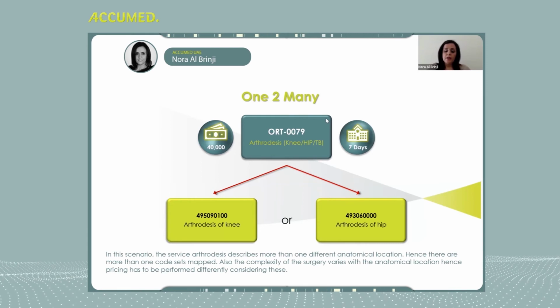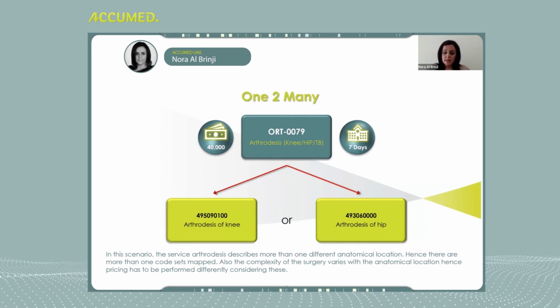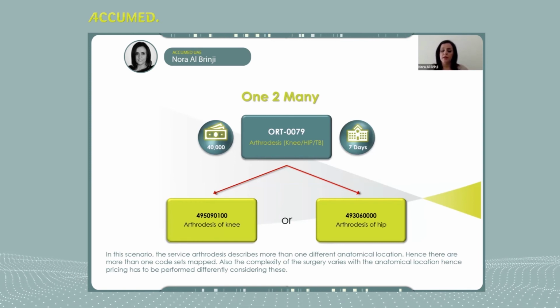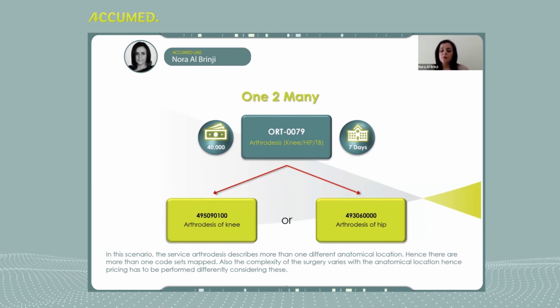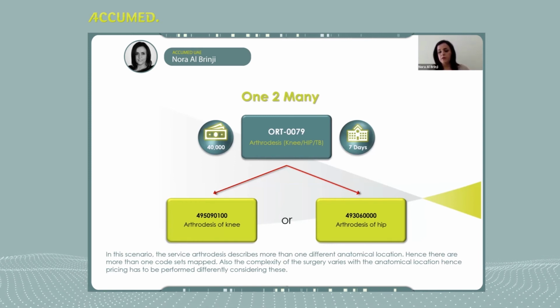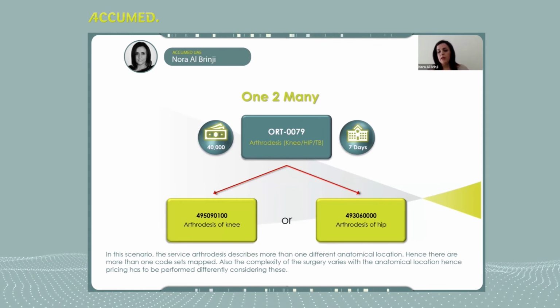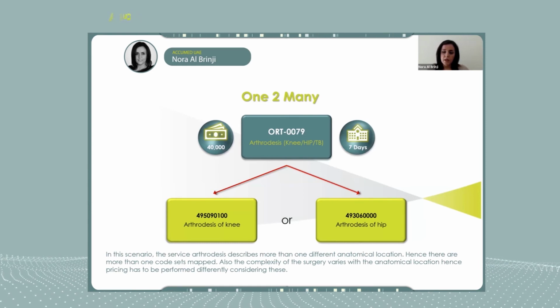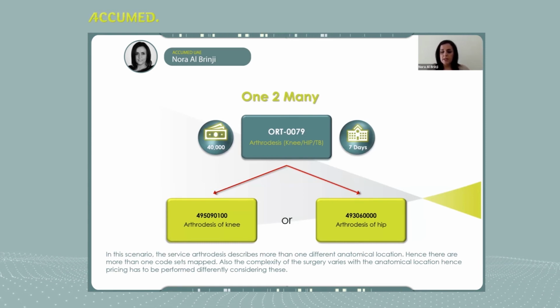In this scenario also, again, the complexity of the surgery might vary based on the anatomical location, and the pricing should be performed differently based on the change that we are putting in place here in our price list as a provider. The cost, the complexity, again, needs to be taken into consideration.